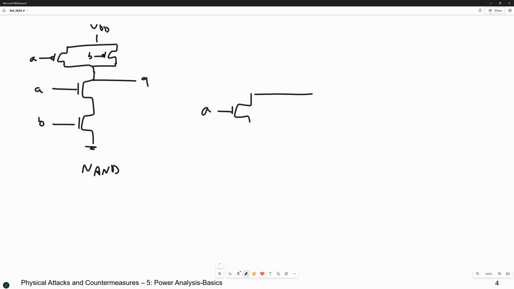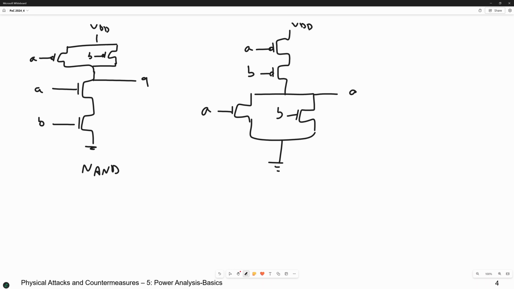A, B connected to ground, and here VDD, here A, and here B. And this is the output, this will be NOR. Good. How do you make AND?